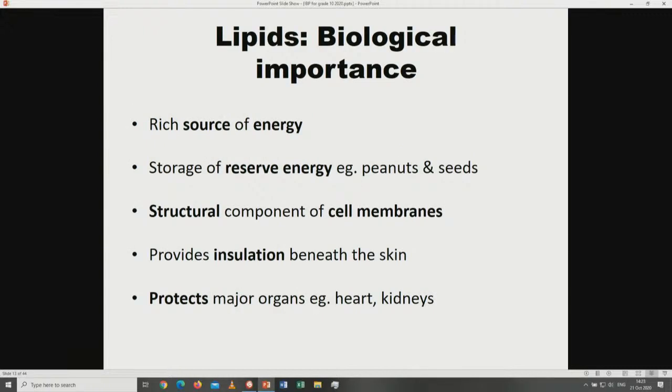Now, the biological importance of lipids is that they are a rich source of energy, and storage of reserve energy. They also serve as a structural component in cell membranes. They provide insulation beneath the skin. They warm up the skin, and also they protect major organs, including the heart and the kidneys.